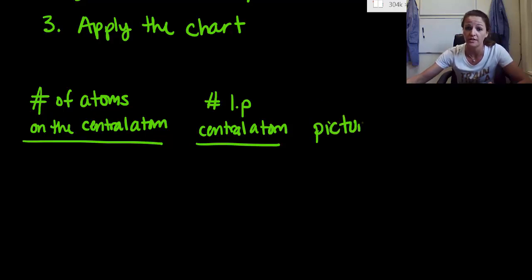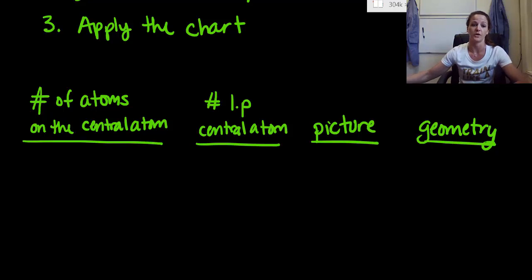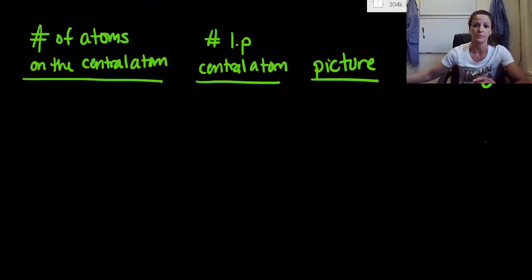We want to be able to draw this out, or maybe a drawing. And then the last thing is the actual geometry, or the name. So this is the chart that we're really trying to get to, this last column here. So let's start very, very simple.